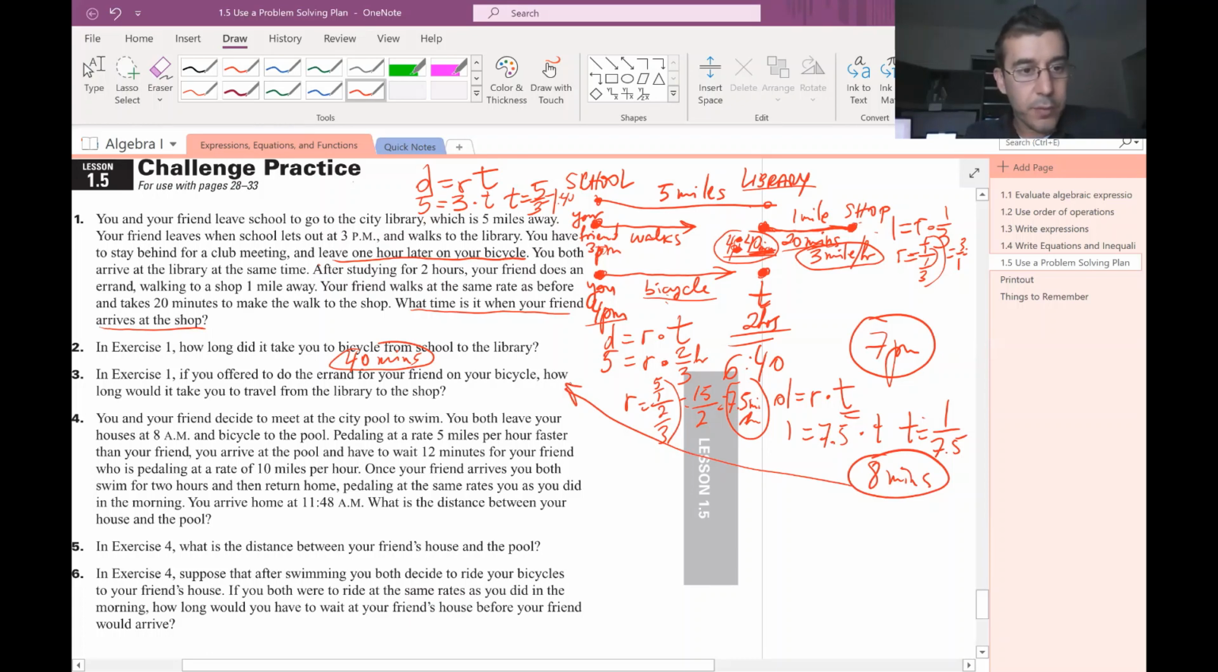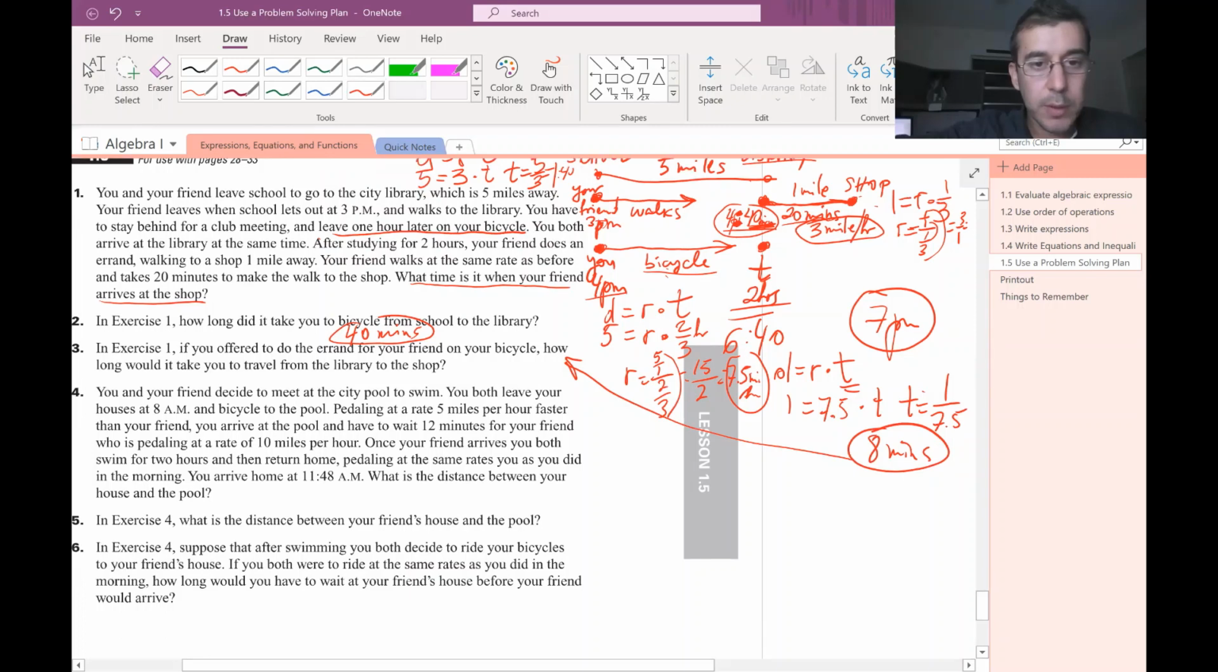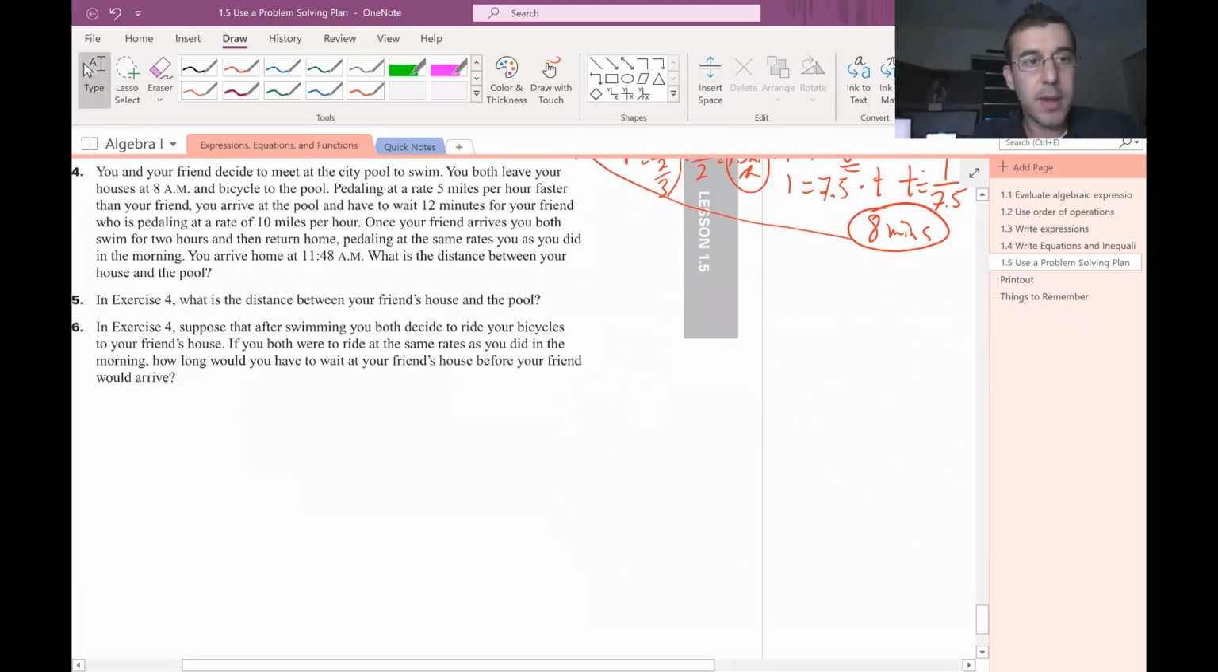Number 4, you and your friend decide to meet at the city pool to swim. You both leave your houses at 8 a.m. and bicycle to the pool. Okay, so this is you and this is your friend. Decide to meet at the city pool. So this is the city pool here. You both leave your houses at 8 a.m. and bicycle to the pool. So you bicycle, and then your friend also bicycles.